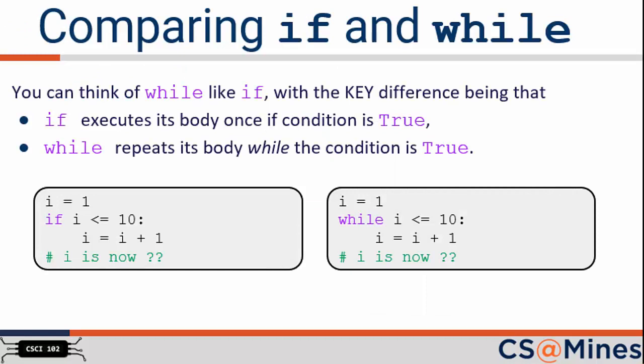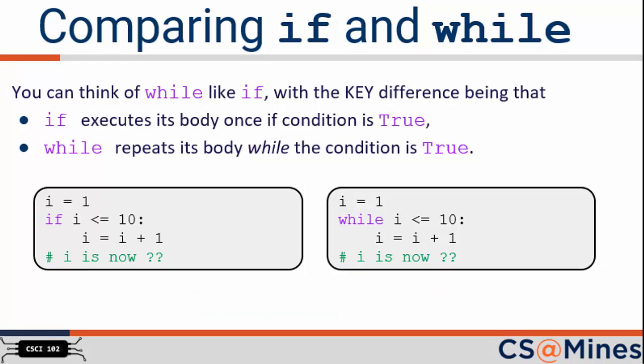Think about a while loop as an if statement in body that repeats as long as the condition is true. The main difference between a while and an if is that an if statement executes its body once if its condition is true. On the other hand, a while statement will repeat its body while the condition is true. With that in mind, please pause the video and determine the values of i for each of these snippets of code. We'll wait for you to finish.